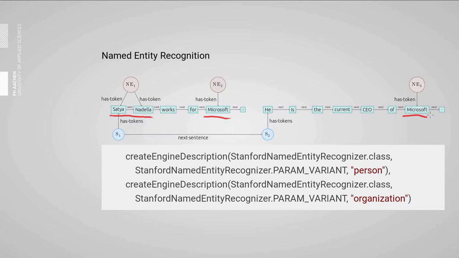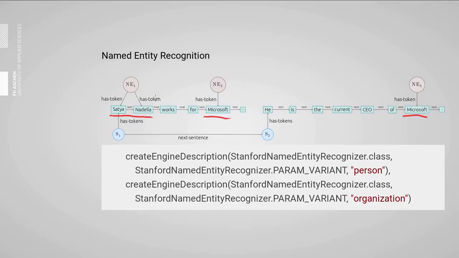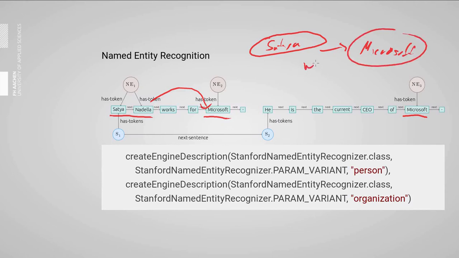So together with part of speech tags and the named entities, an information extraction application could determine that this named entity, Satya Nadella, works for the company Microsoft. And with this information, you can create structured information for your application represented as another graph. So for example, you have Satya pointing to Microsoft, with the relation works for. In this case, it might seem obvious, but there are other, more complicated examples where it isn't obvious to derive this relation from the text.